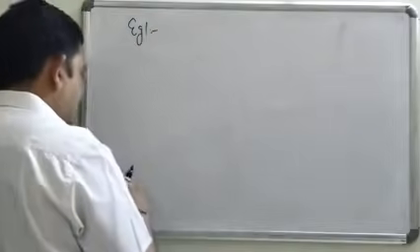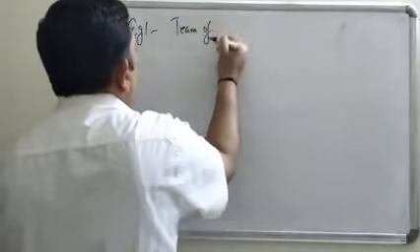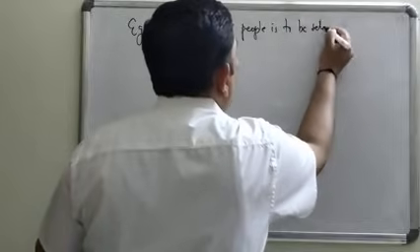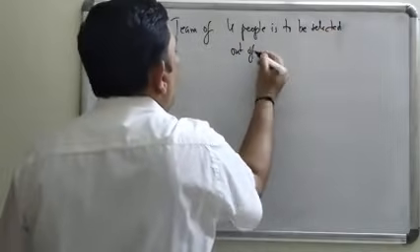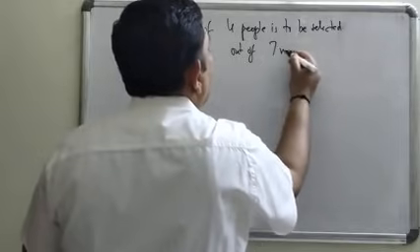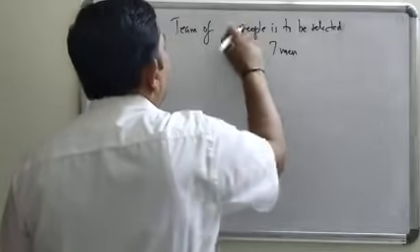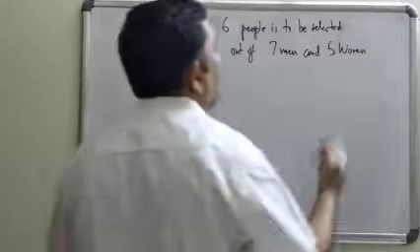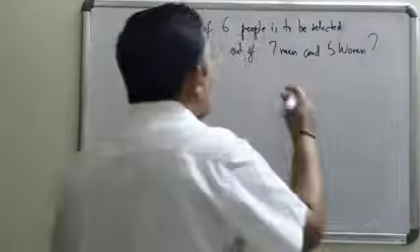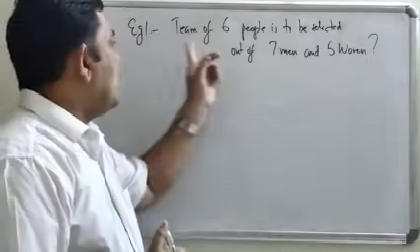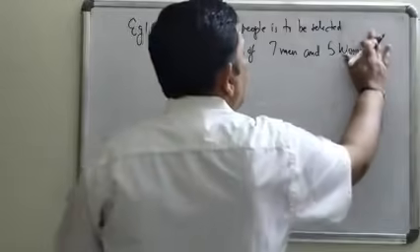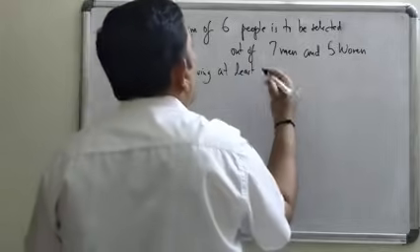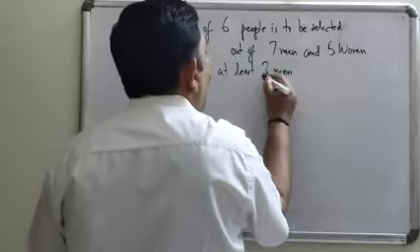The first one is like this. A team of 6 people is to be selected out of 7 men and 6 women, having at least 3 men. The question is, in how many ways can we do this?